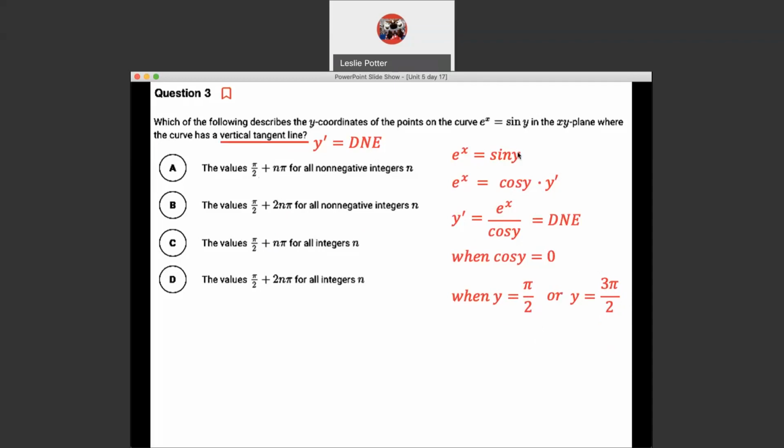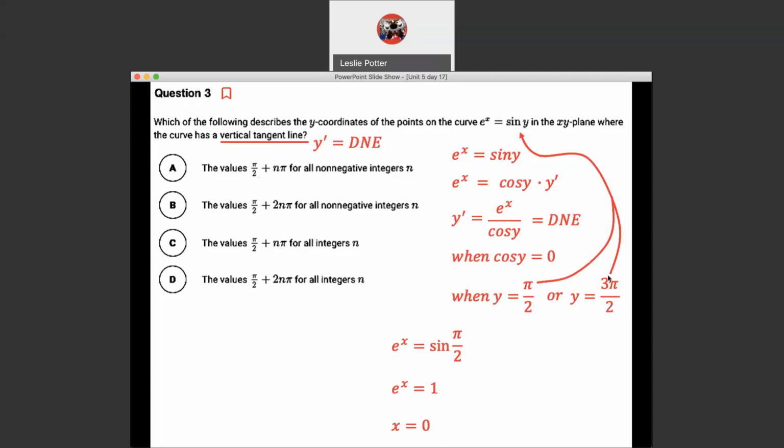So let's substitute these values for y back into here. When we do that, we get e to the x equals sine of pi over 2. Sine of pi over 2 is 1, and that has a real solution. That is x equal to 0, right? Because e to the 0 equals 1. So we know that pi over 2 gives us an x coordinate. So we have an x coordinate and a y coordinate that both exist. So we have a vertical tangent at 0 comma pi over 2.